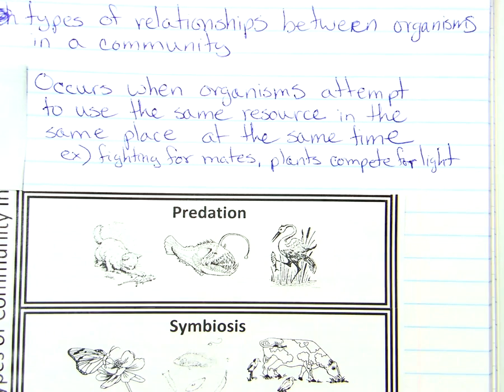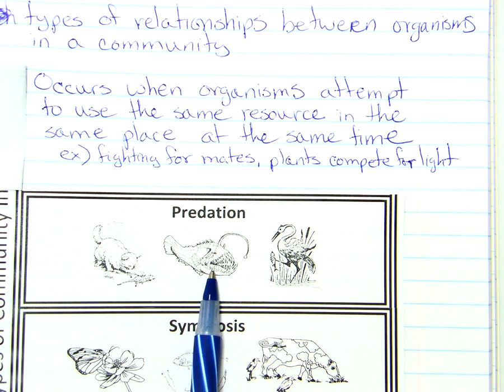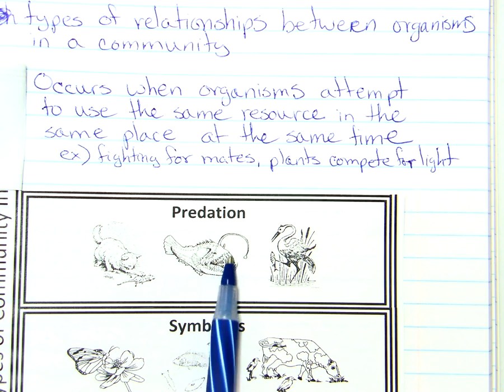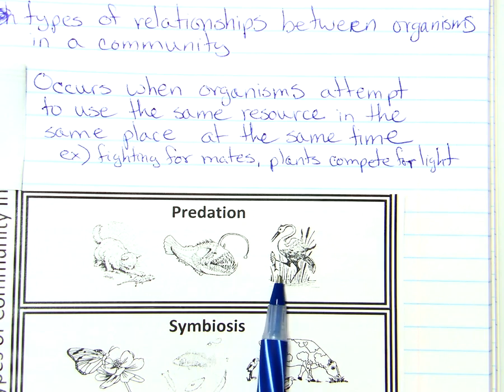So our next one is predation. Here are some examples of predation. Cat eating a mouse. This is an anglerfish like in Finding Nemo. He tried to eat Nemo and Dory. Here's a bird eating a fish.